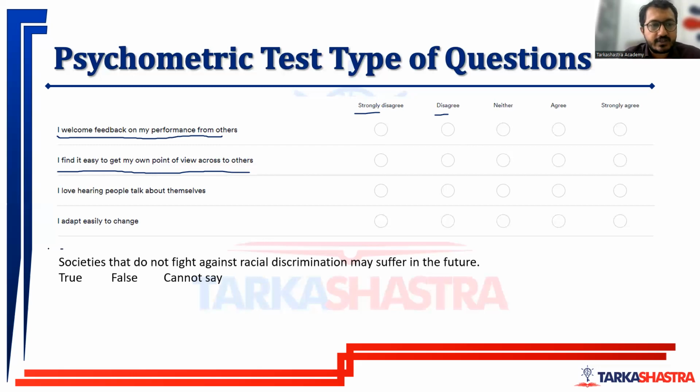The other type of question is true, false, or cannot say. Societies that do not fight against racial discrimination may suffer in future. So what is your opinion about it? Whether it is true, whether it is false, or you don't have any opinion right now. Something like that is what they are checking. Okay, so this is your psychometric test.